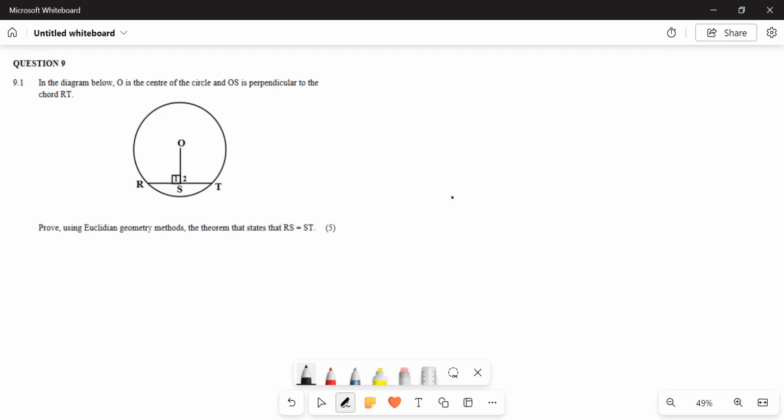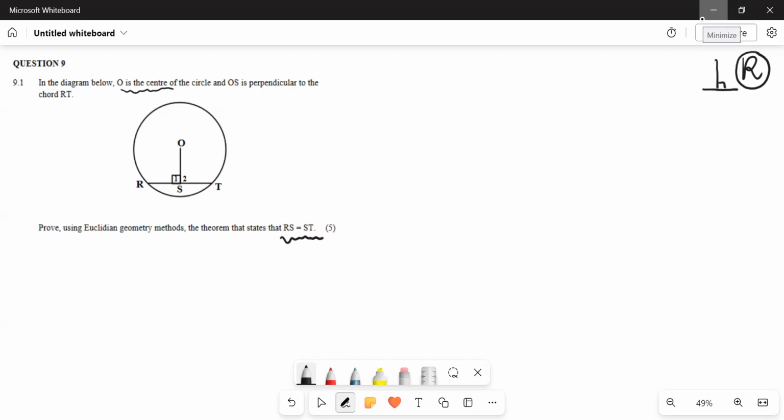Question 9. 9.1, in the diagram below, O is the center of the circle. So when I see the keyword center, I think of the radius R, right? And OS is perpendicular to the chord RT. Okay, we can all see that by that sign, right? Perpendicular. That's the sign for perpendicular. That's good. So now prove using Euclidean geometry methods the theorem that states that RS is equals to ST.